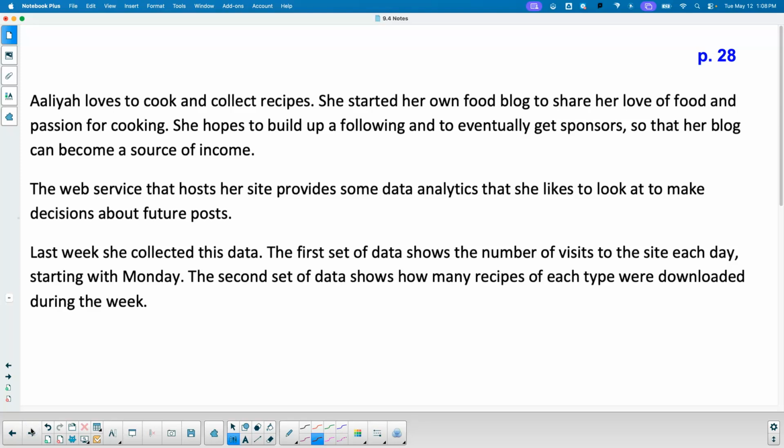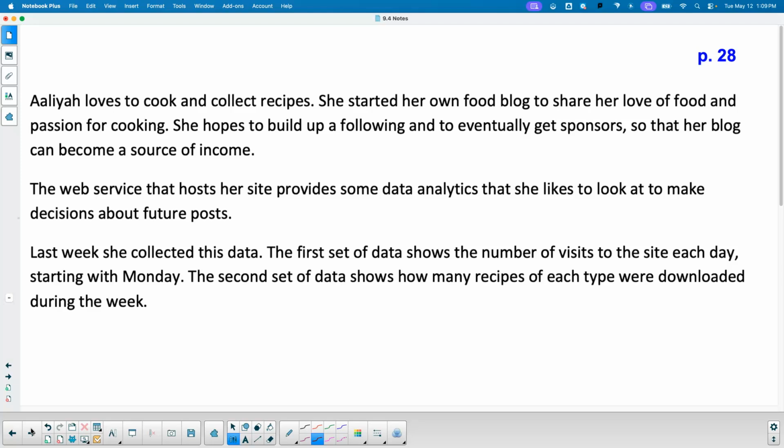Okay. So Aaliyah loves to cook and collect recipes. She started her own food blog to share her love of food and passion for cooking. She hopes to build up a following and to eventually get sponsors so that her blog can become a source of income. The web service that hosts her site provides some analytics that she likes to look at and make decisions about future posts. Last week, she collected this data.